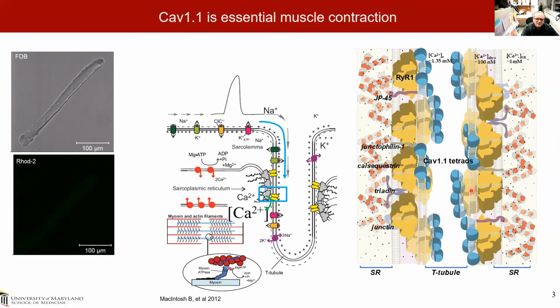Today, I would like to share with you results from our current research, which aims to further investigate the mechanisms that link the activation of CaV1.1 with intracellular calcium release.